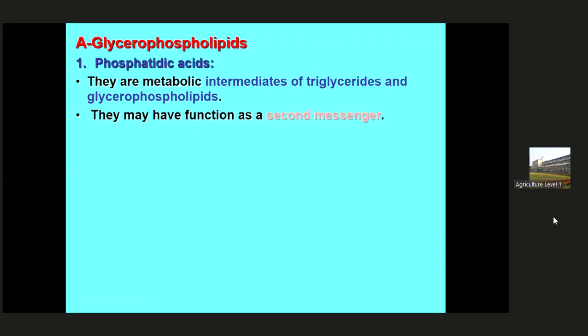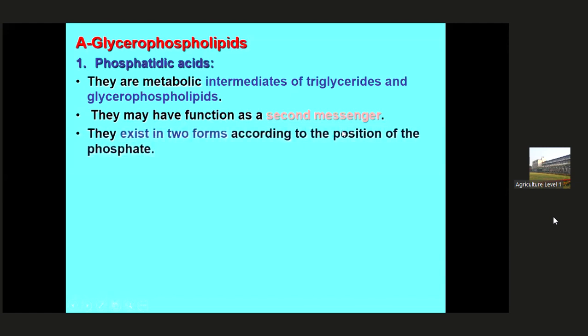So this is the second messenger. They exist in two forms according to the position of the phosphate groups.